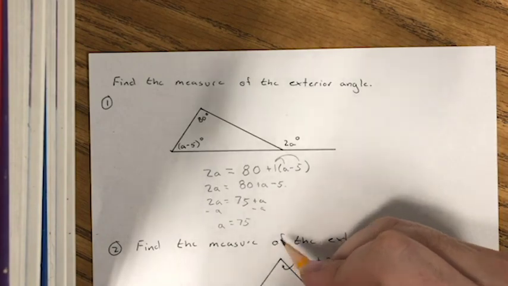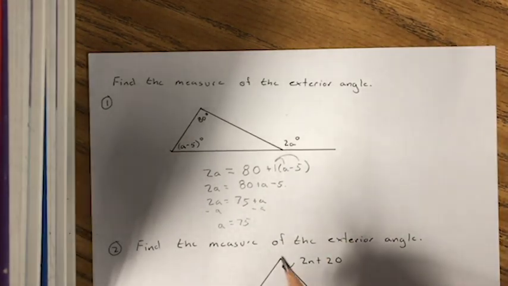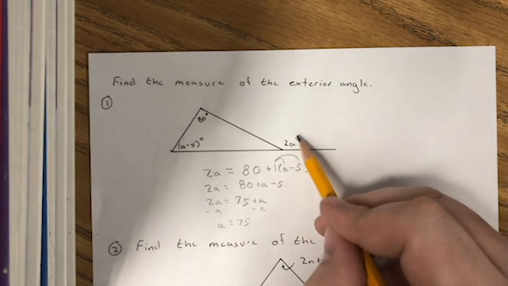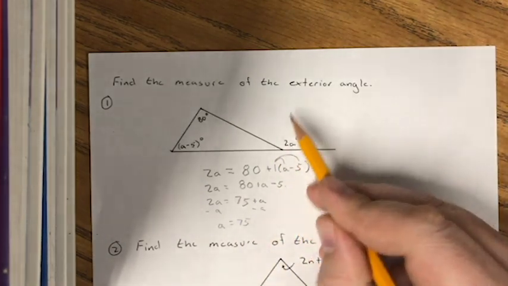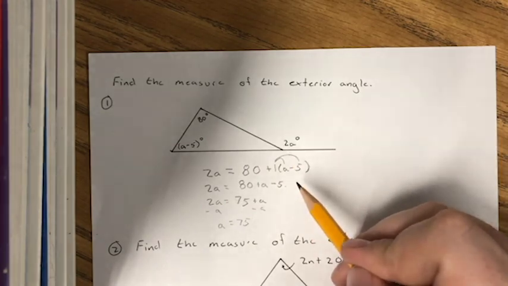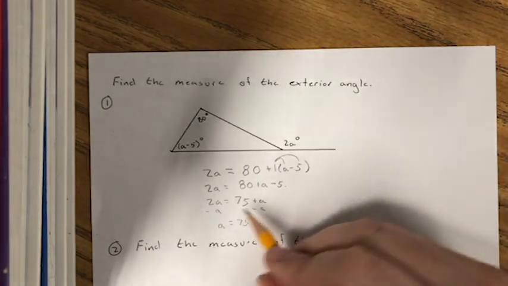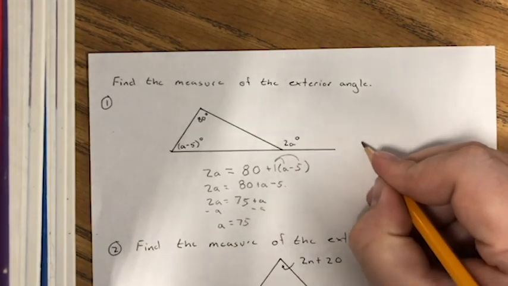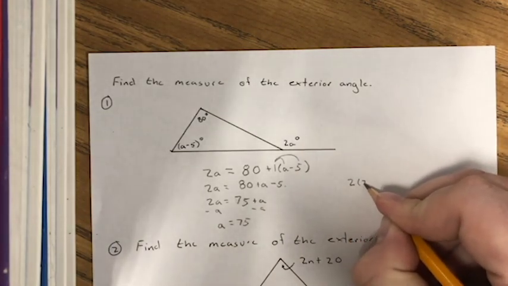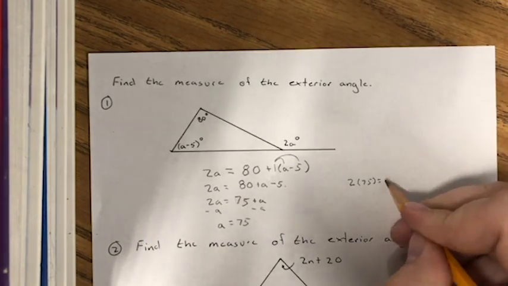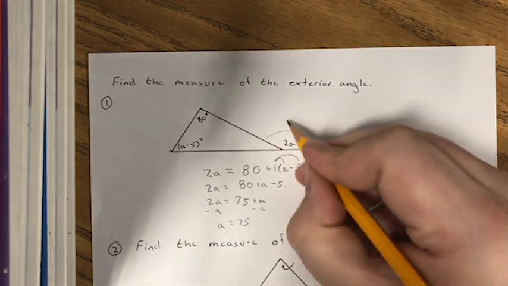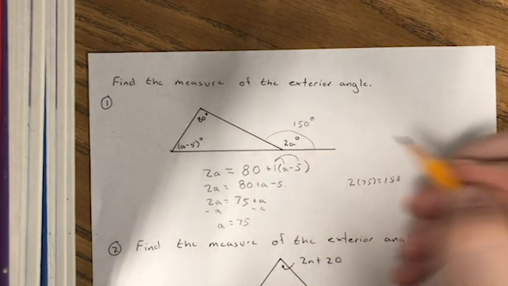However, we have a problem. That's not what the question asked us for. It asked us to find the measure of the exterior angle. We only know what a is. We don't know what this is. Well, this is pretty straightforward. We plug 75 in the place of a. So when we do, 2 times 75 is equal to 150. So this measurement right here is 150 degrees.